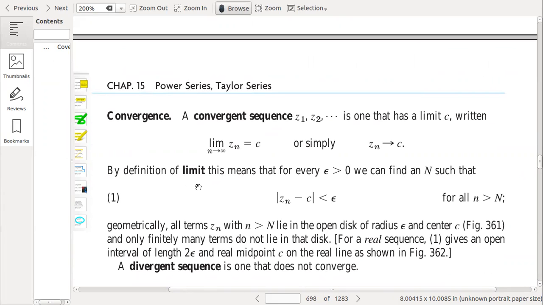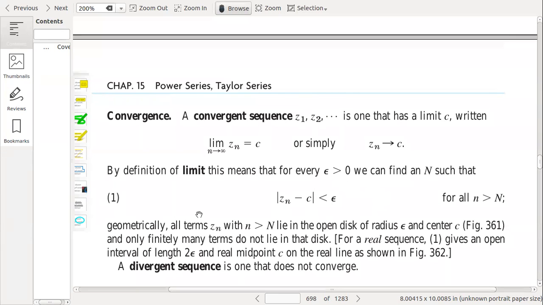By definition of limit, this means that for every epsilon greater than 0, we can find an N such that the absolute value of Zn minus C is less than epsilon for all n greater than a natural number N. So for a convergent sequence, there is a limit such that if we increase the term Z1, Z2, Z3, and so on, the sequence will approach a certain number called C.